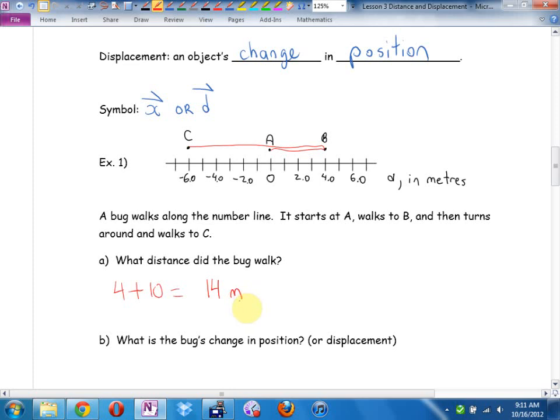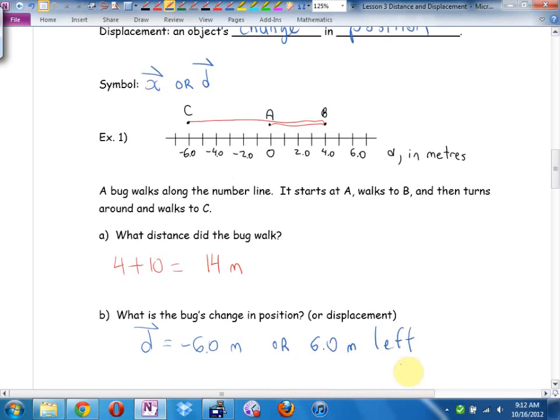What's the bug's change in position or displacement? Well, where did it start out at, Jake? Where did it end up at? Which is what number? The displacement is negative 6.0 meters. What's the negative telling you based on this number line? To the left. So that contains the direction. Or you could say 6.0 meters left. The 6 is the magnitude. The negative, or the left, is the vector, is the direction.